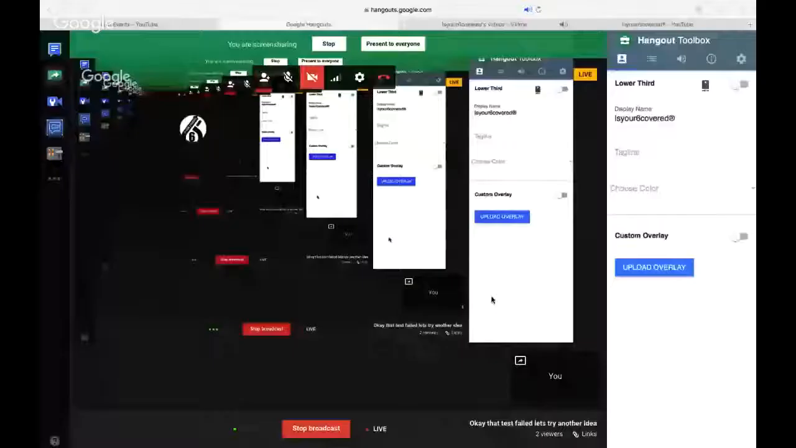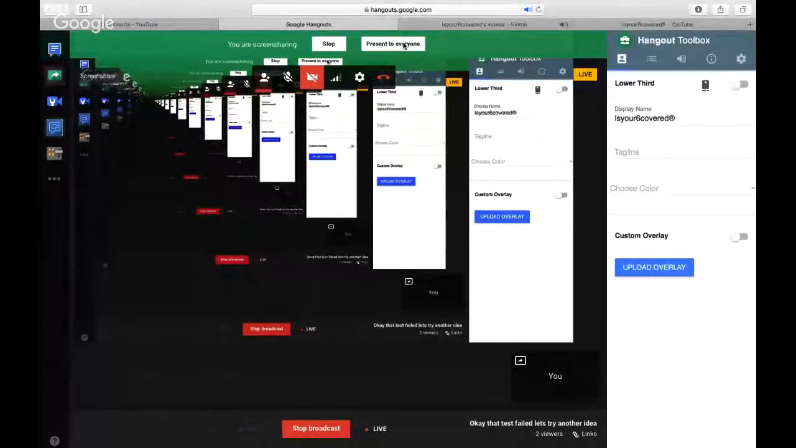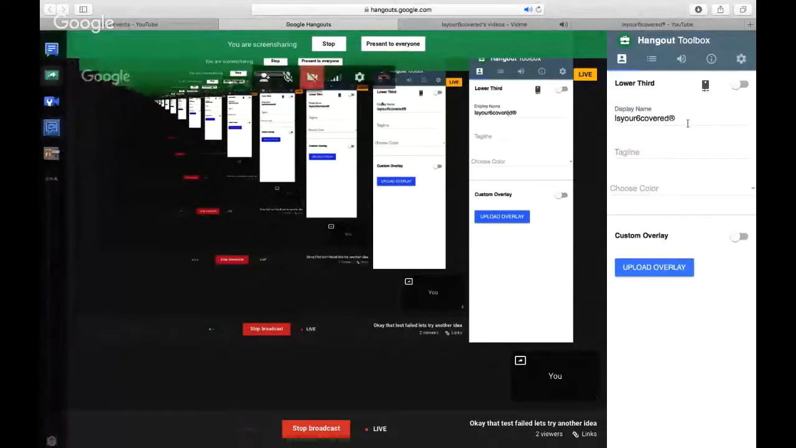We're getting there. All right, start screen share. Well, that one's doing the same thing. Let's see if this will fix it. And no.